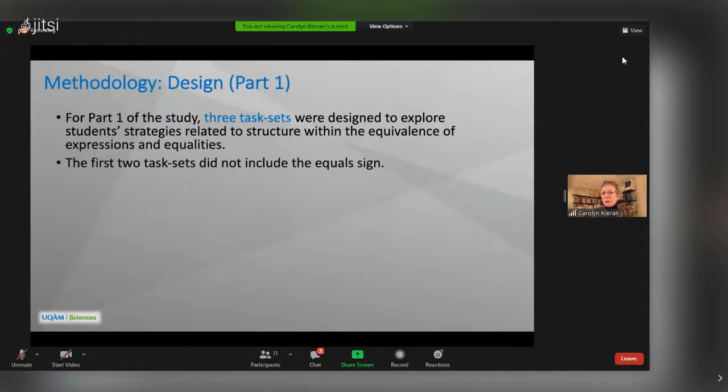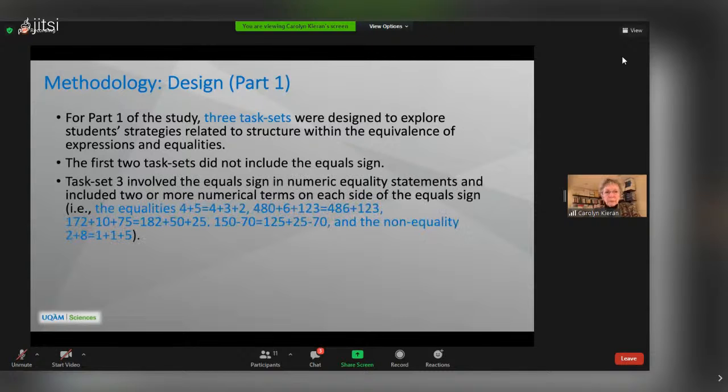For part 1 of the study, 3 task sets were designed to explore students' strategies related to structure within the equivalence of expressions and equalities. The first 2 task sets did not include the equal sign. Task set 3 involved the equal sign in numeric equality statements and included 2 or more numerical terms on each side. The equalities that were used in task set 3 were as follows. This one, this one, this one. This was the 4th one, as well as the non-equality.